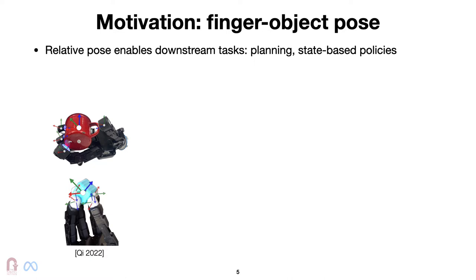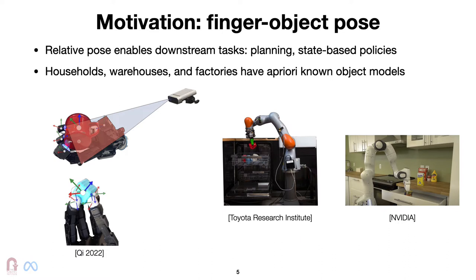While our method is evaluated for a single finger's interaction, it can be extended to multi-finger problems and can benefit from concurrent contacts. During interaction, vision-based state estimation may not suffice due to self-occlusion from the robot or occlusion from clutter. Our method can benefit robots in environments like households and warehouses with known object models.